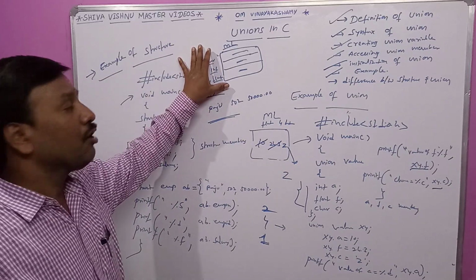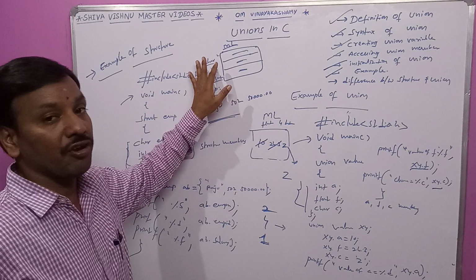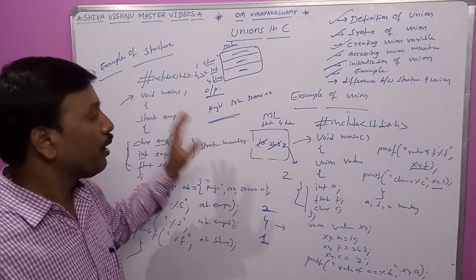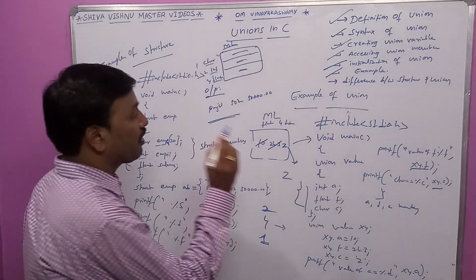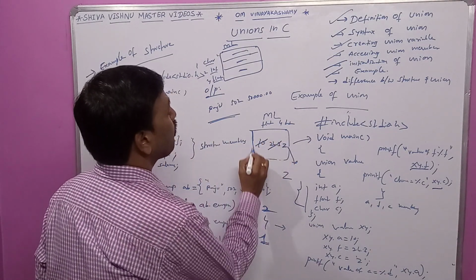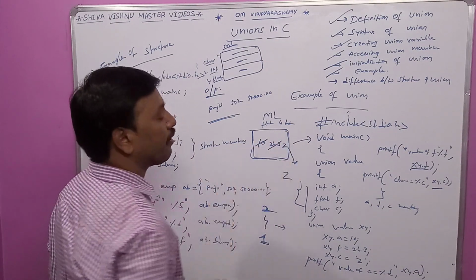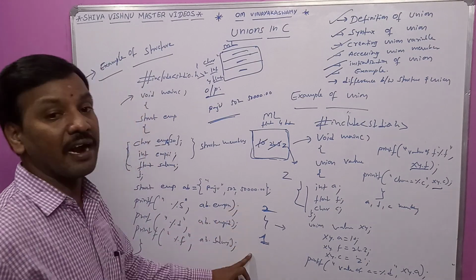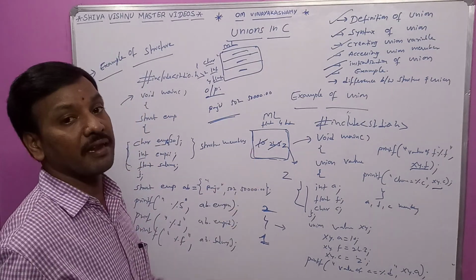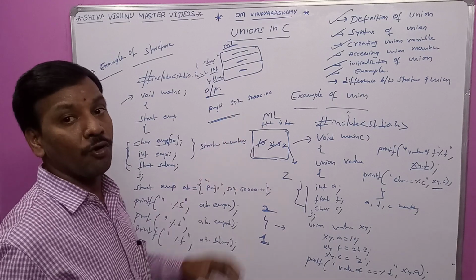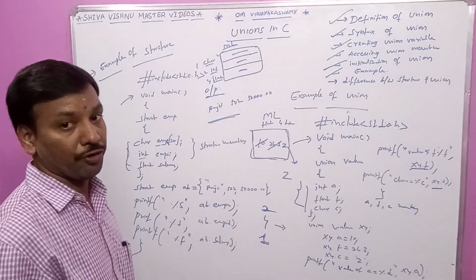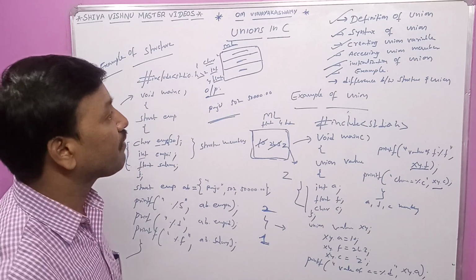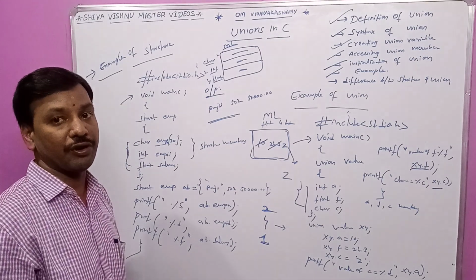The main difference between structure and union is only memory location. In structure, data will be stored at a particular location, but in union there is only a single memory location allocated, which is for the highest data type. That location will be selected. Data will be stored only in that single location. This is the difference between structure and union. Thank you.